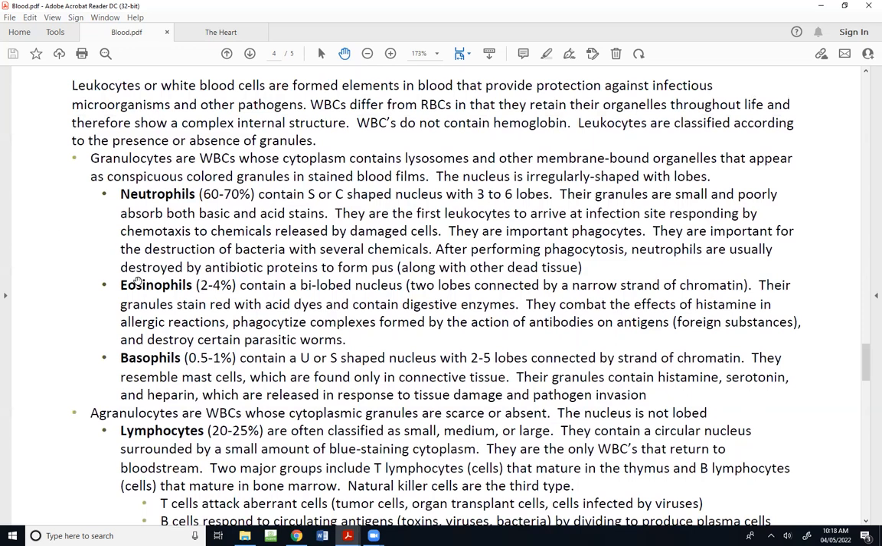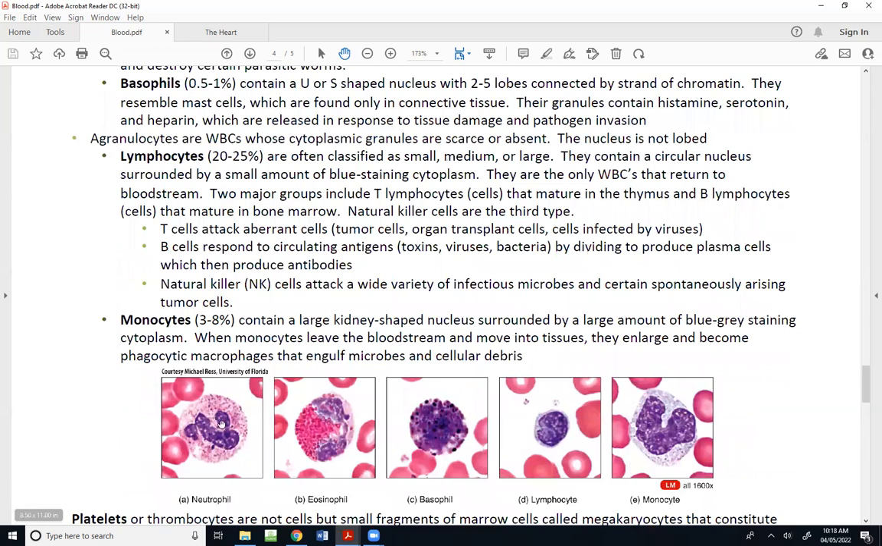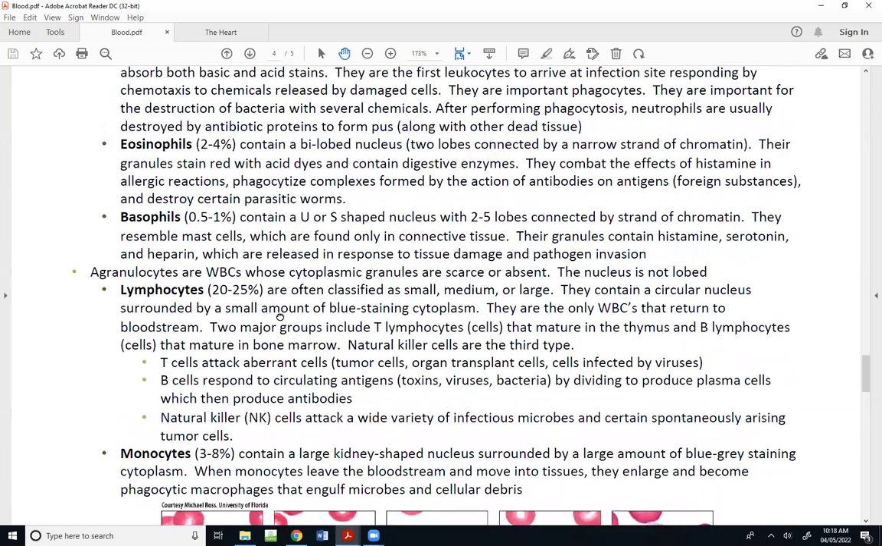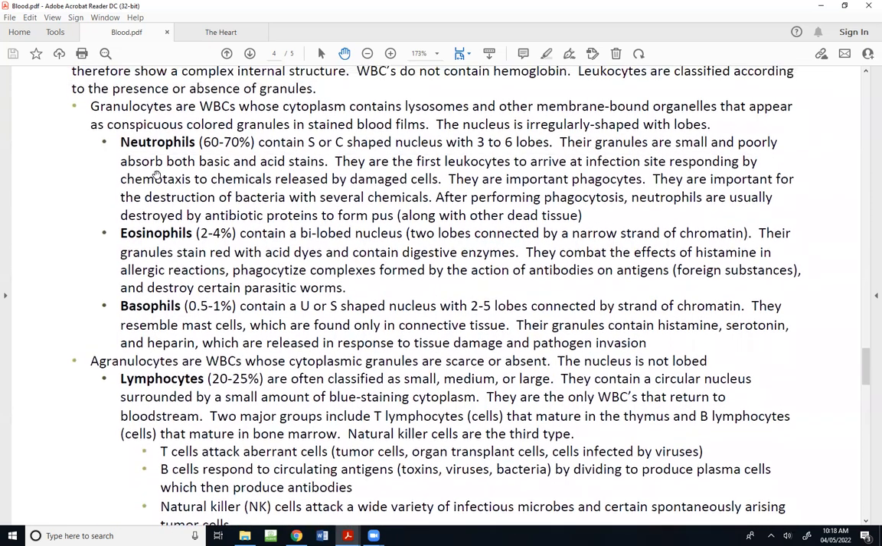Okay, let's talk about the different types. Neutrophils are the most prominent of our white blood cells, containing an S or C-shaped nucleus with 3 to 6 lobes. And you can kind of see the S shape to it. You can see the different lobes for sure there in the picture. Their granules are small and poorly absorb both basic and acidic stains. Not that I really care about that.